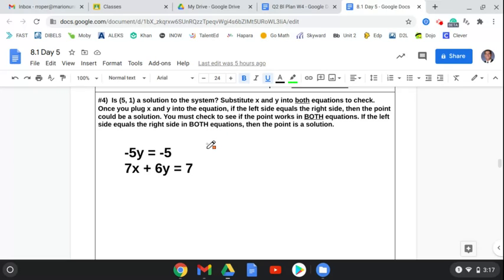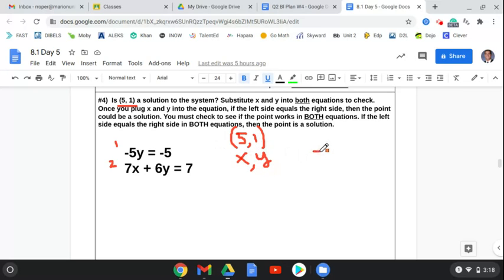But I must check to see if the point works in both equations. If the left side equals the right side in both equations, then the point is a solution. So let me call this top equation equation 1 and the bottom equation equation 2. So let's first check, does this point (5, 1) work in this first equation? In an ordered pair, the x value is listed first and then the y value, right? Just like the alphabet, x and then y.